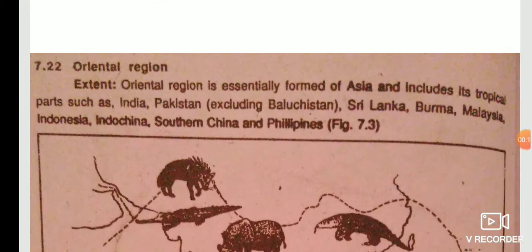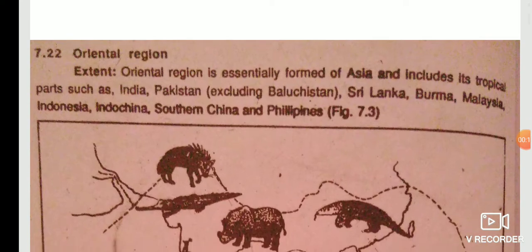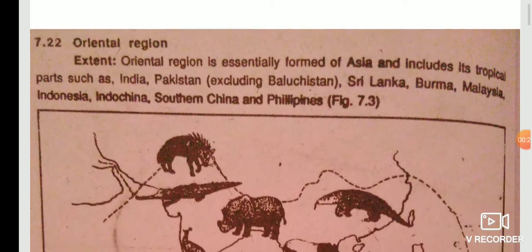Today the topic under our discussion is the Oriental region, the second zoogeographical region. This is the most important from that point of view. Major portion of Pakistan is included in Oriental region, with the exception of Balochistan. Balochistan is included in Palearctic region.